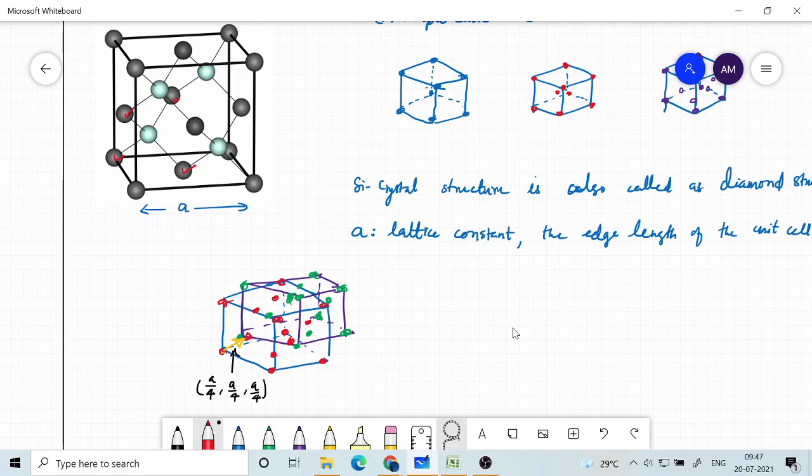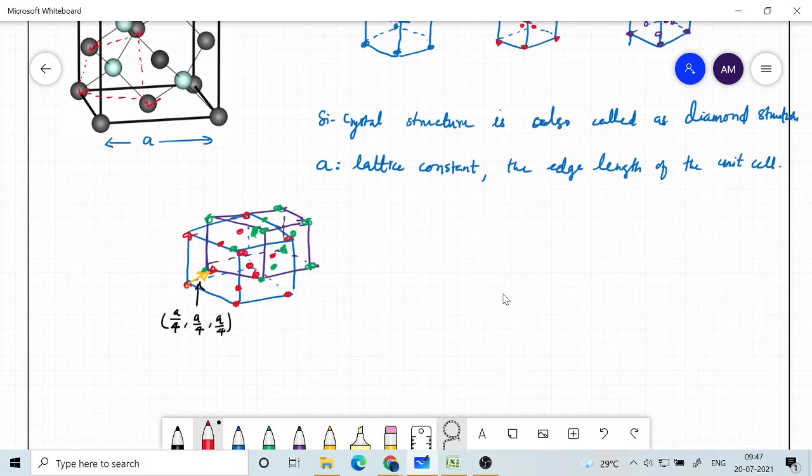So they form a tetrahedral shape. If I join all this like this, you will have what is called a tetrahedral shape. So this green atom is basically sitting at the center of a tetrahedron. So tetrahedron means it is actually a shape you can create like this. So you draw an equilateral triangle, and then so this is the shape of a tetrahedron.